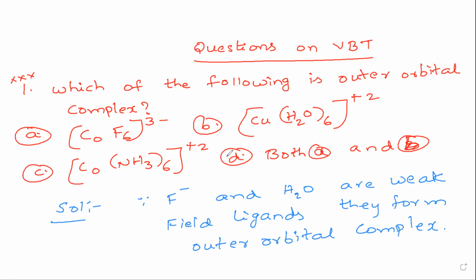So the option is the fourth option. Directly you can say that is D, both A and B. Why both A and B? Because NH3 is a strong field ligand, so it forms only inner orbital complex. So the answer is first and second, that is both A and B, the fourth option, D. I hope it is clear. Very, very important: we have to know the weak field ligands and strong field ligands. Next, question number 2. Let us start now.